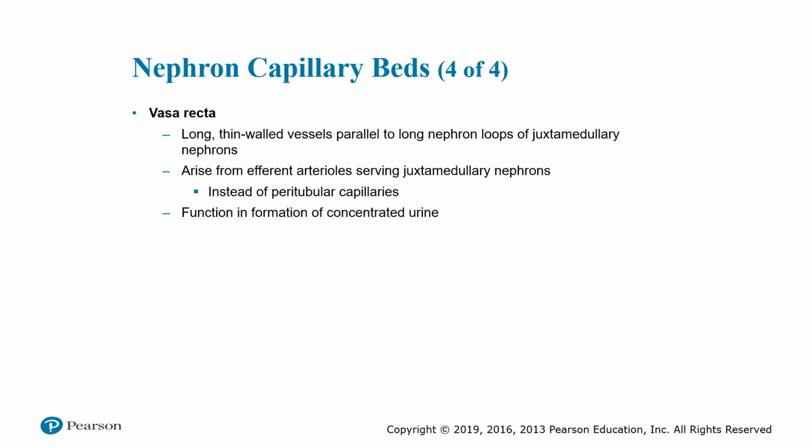So for the cortical nephrons, we have peritubular capillaries, and for the juxtamedullary nephrons, we have vasa recta. They are long, thin-walled vessels parallel to the long nephron loops of juxtamedullary nephrons. They also arise from the efferent arterioles serving the juxtamedullary nephrons. So instead of peritubular capillaries, these nephrons have vasa recta, and they function in the formation of concentrated urine. The loop of Henle and the associated vasa recta are very important to concentrate the urine.